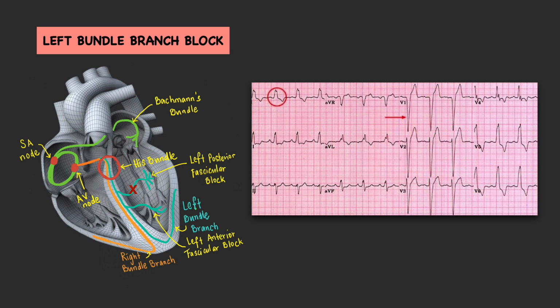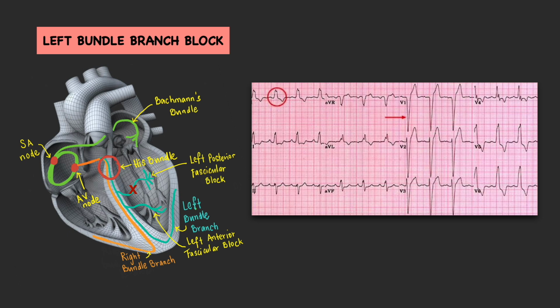Now, let's look at left bundle branch block or LBBB. Similar to RBBB, the QRS complexes will be wide because of the delay in ventricular depolarization. In leads 1, AVL, V5, and V6, tall R waves are present, and in lead V1, broad, deep S waves are characteristic. Additionally, there may be ST segment depression and T wave inversion.